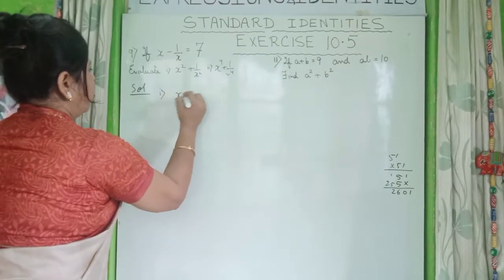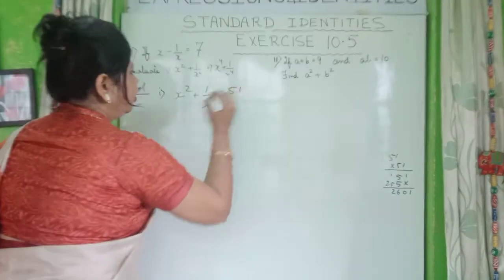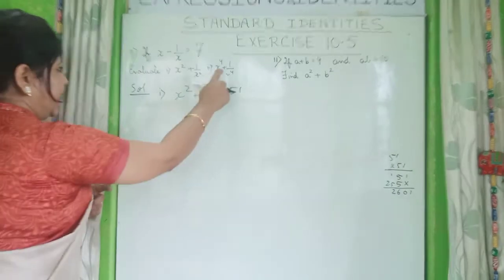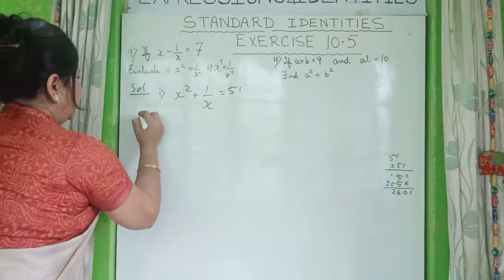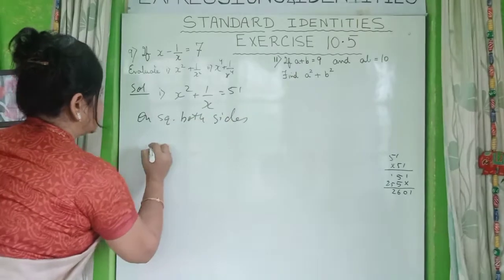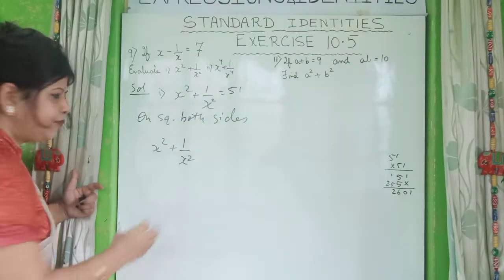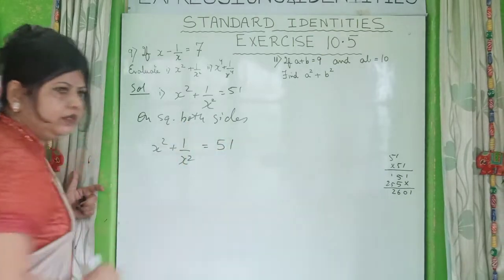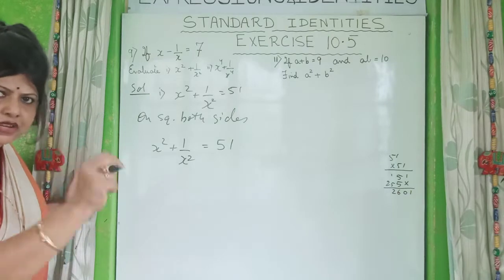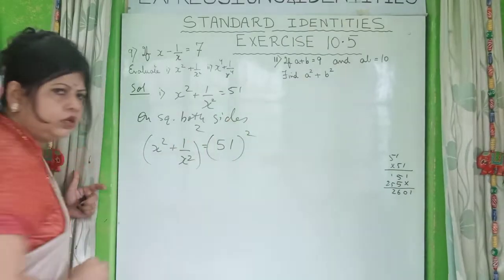So, first one, what answer I got? x square plus 1 by x square, I got 51. Now, from this, I have to find the next expression, that is this one. What we do? On squaring both sides. So, x square plus 1 by x square is equal to 51. This is the expression. Which we solve. On squaring both sides. Whole square. This also whole square.